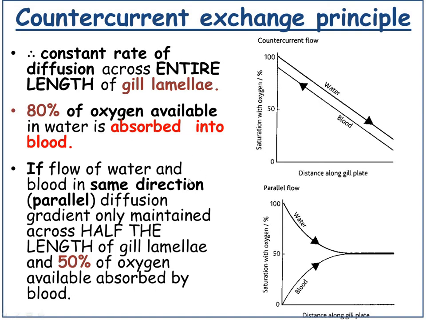If the flow of water and the blood were in the same direction, which is known as parallel flow, the diffusion gradient is actually only maintained across half of the length of the gill lamellae. You can see here that the diffusion stops. There is no diffusion gradient after half the length of the lamellae. So it's actually only 50% efficient if the water and blood were to flow in the same direction in parallel flow.